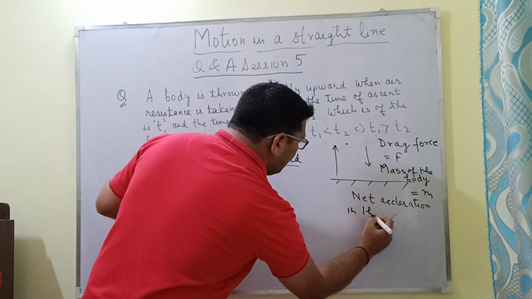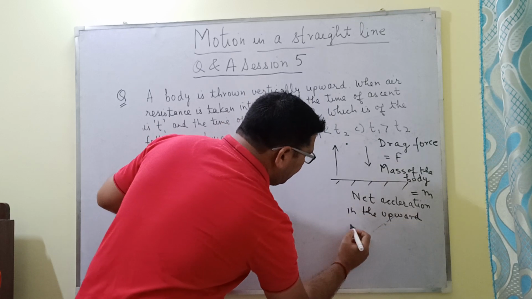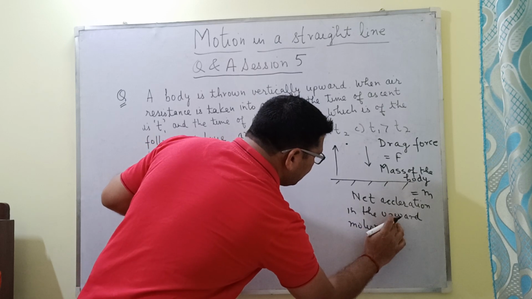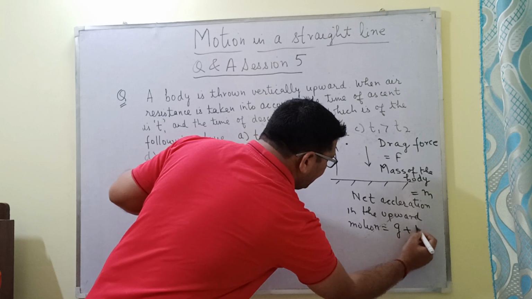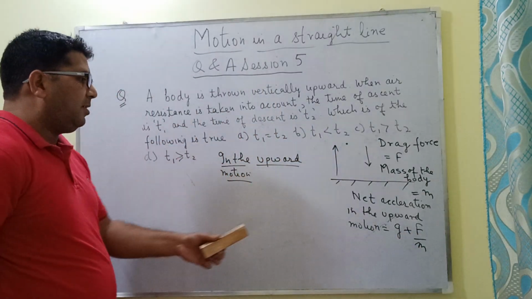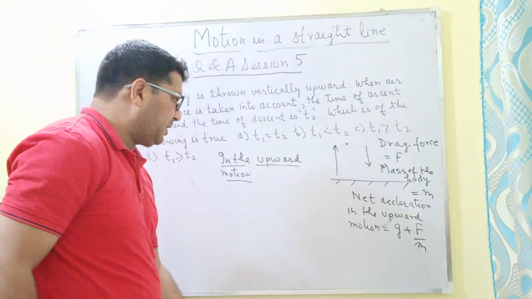in the upward motion is equal to g plus F divided by m. This is the net acceleration when the body is traveling in the upward direction.